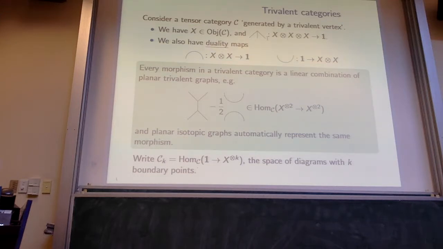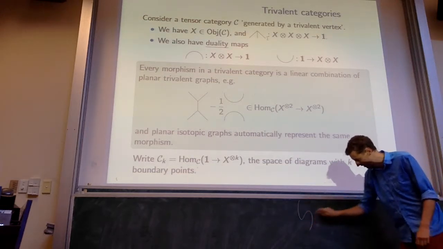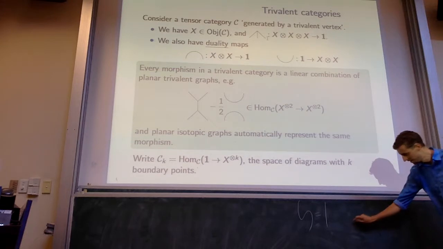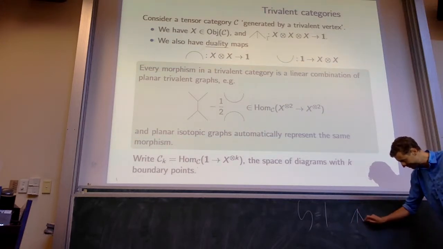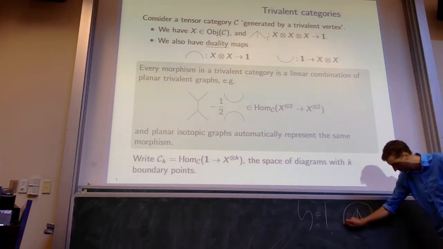And we want these to satisfy all of the simplest possible identities we could ask for, so duality behaves like a duality, straight line strings, and the trivalent vertex is rotationally invariant, so we build this diagram.